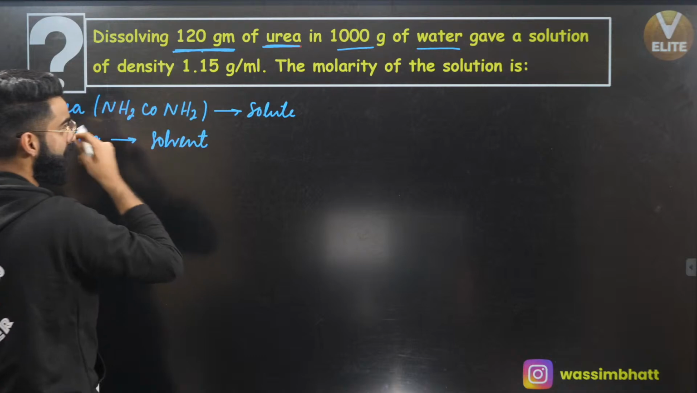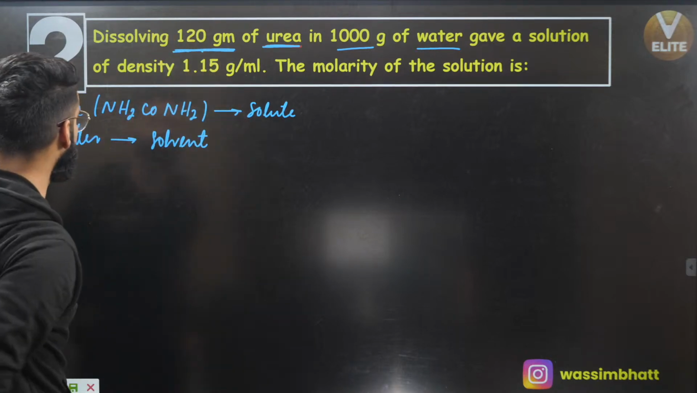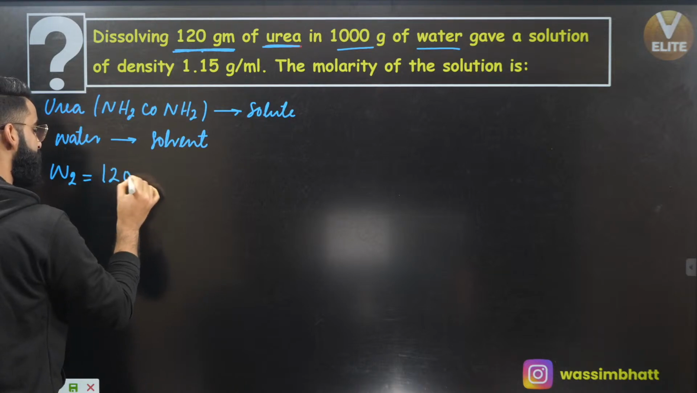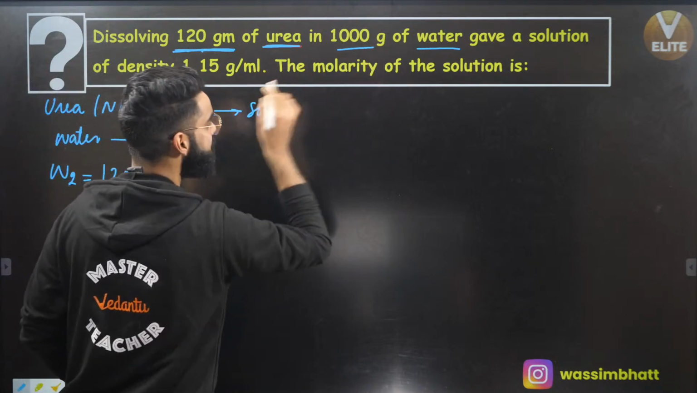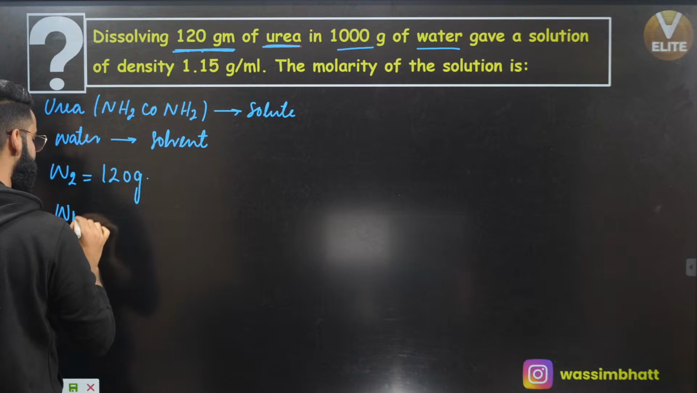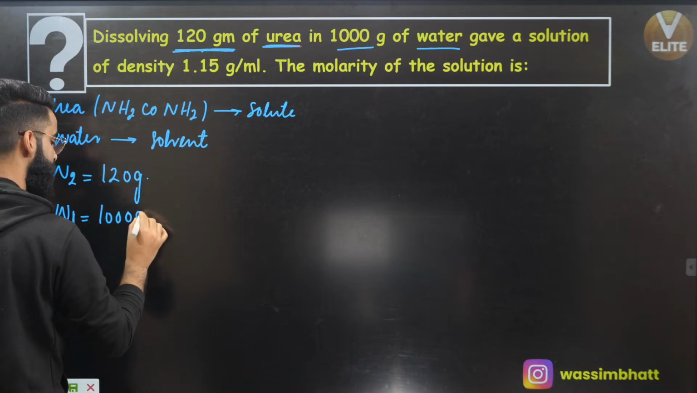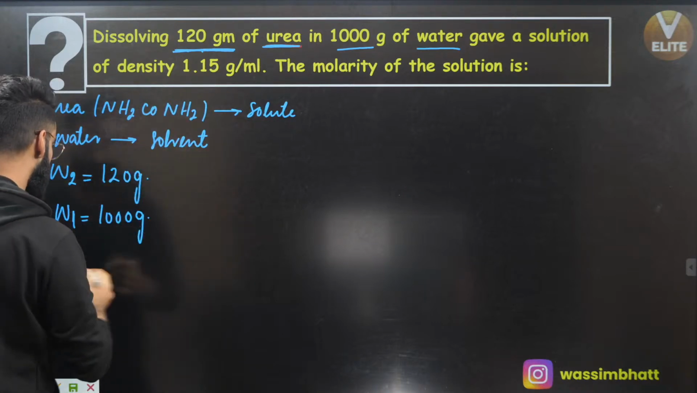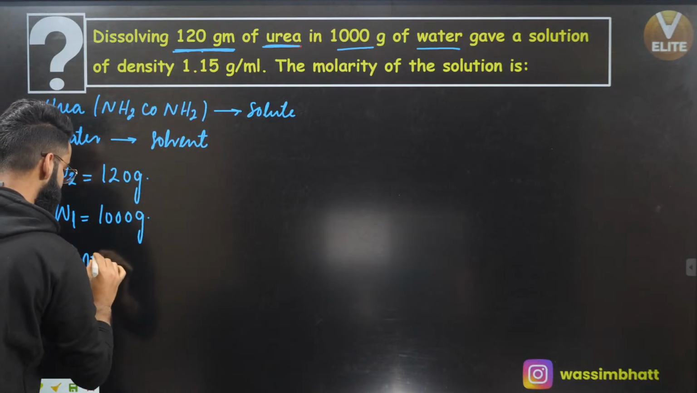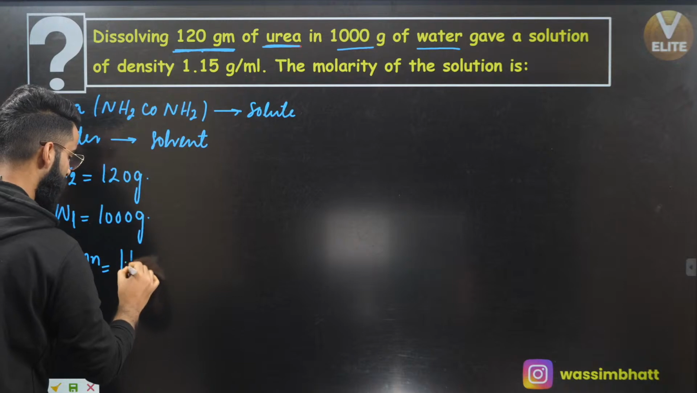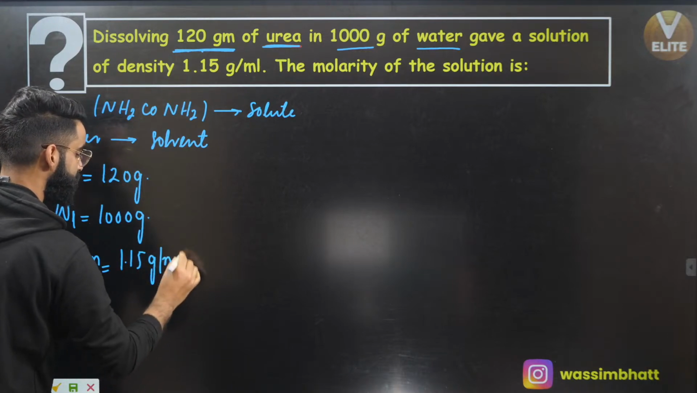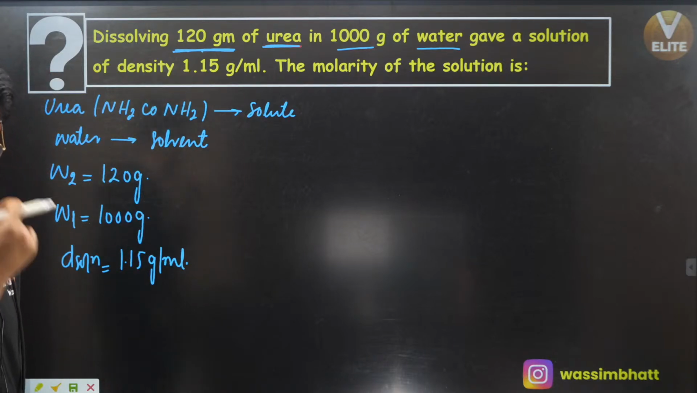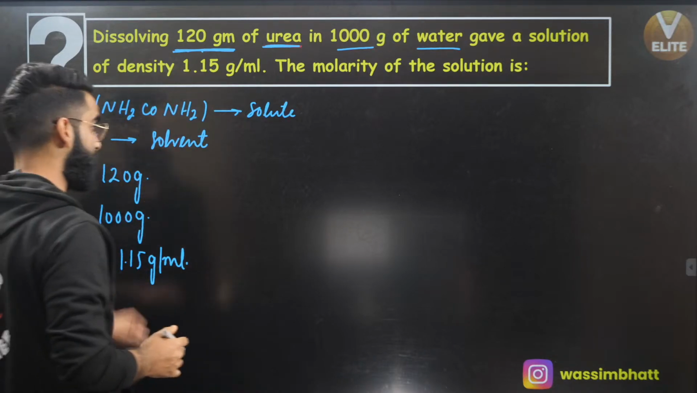Dissolving 120 grams of urea, so the mass of solute is given as 120 grams. In 1000 grams of water, the mass of solvent is given as 1000 grams. The solution has a density given as 1.15 grams per ml. I'm supposed to calculate the molarity of the solution. How do I do it?